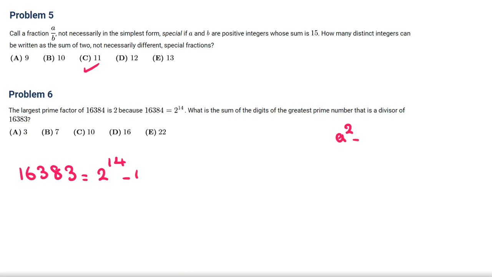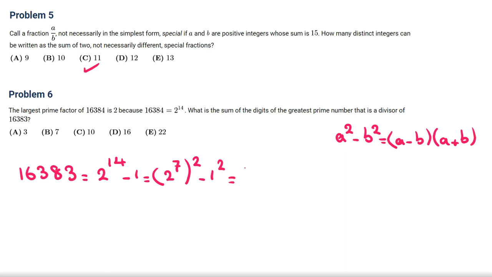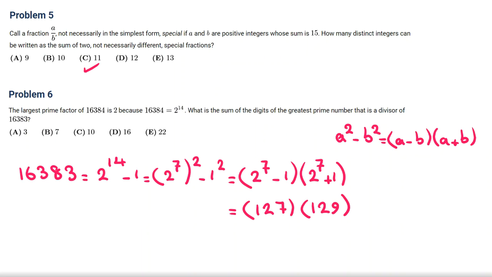We have a famous identity that a squared minus b squared is (a minus b) times (a plus b). So here, it is 2 to the 7 squared minus 1 squared. It will be (2 to the 7 minus 1) times (2 to the 7 plus 1). We know 2 to the 7 is 128, so it will be 127 times 129. The second part, 129, is 3 times 43.